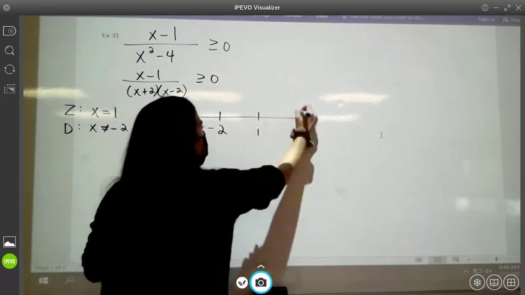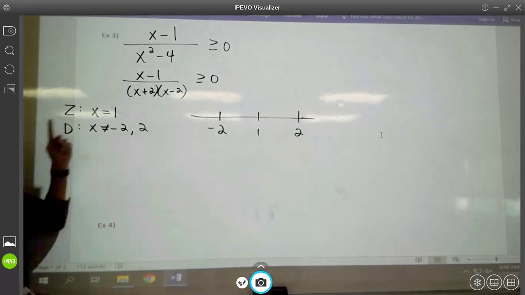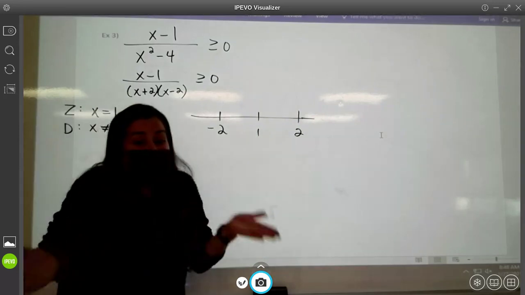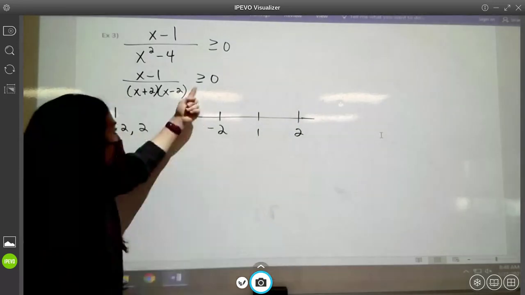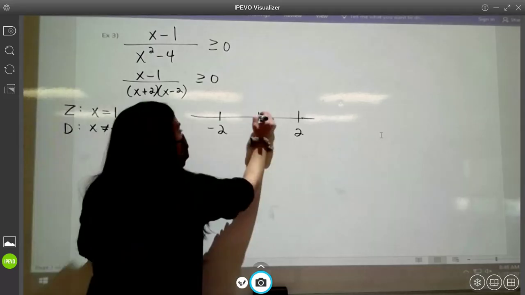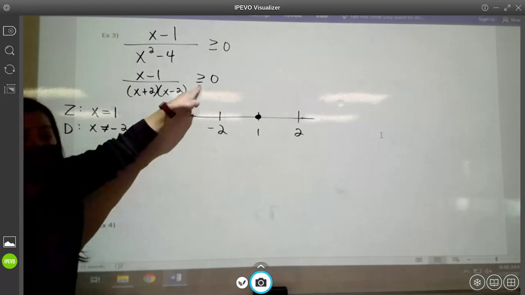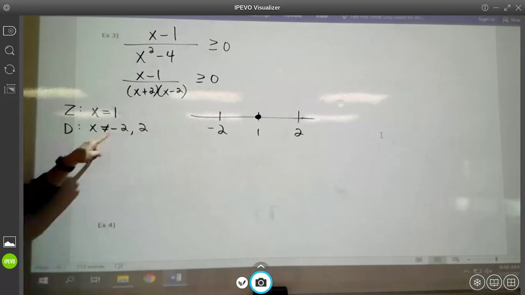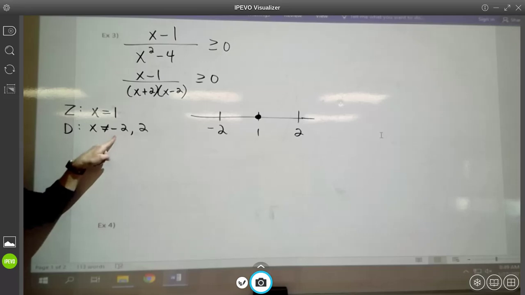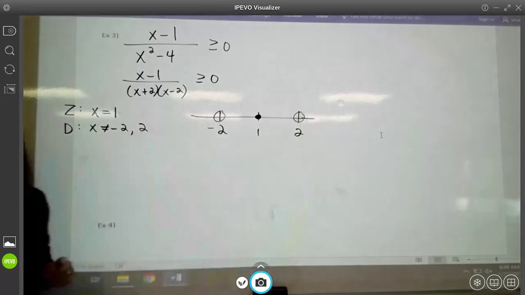-2, 1, and 2. When you put them on your number line, your zeros, you might be allowed to include them as answers. I want to be greater than or equal to 0. So if he's going to make this equal 0, I want to include him. But no matter what that symbol says, equal to or not, I never want to include these numbers. So these numbers always have to stay open circles because they're numbers that we would never plug into this function. All right, and now we just start testing.